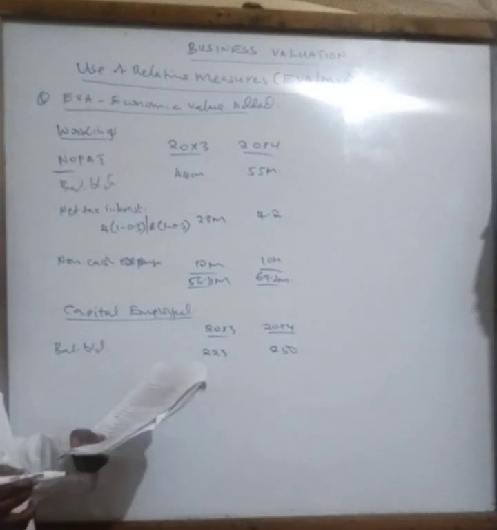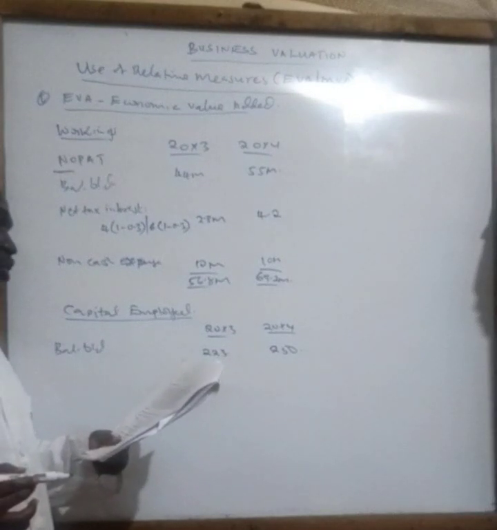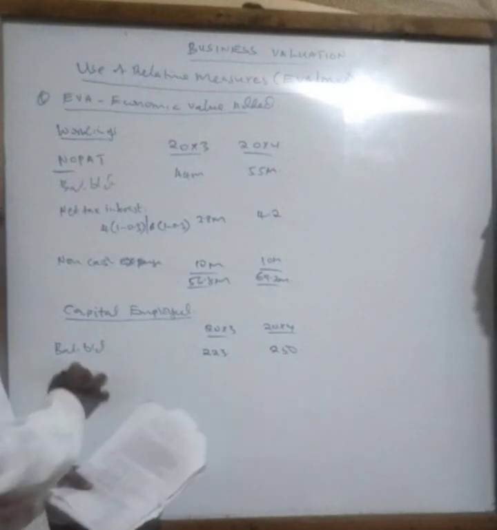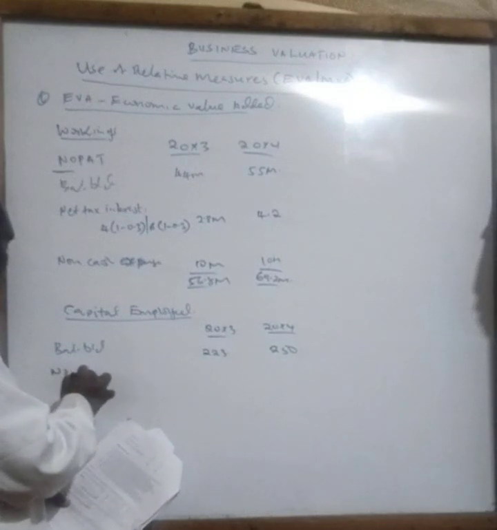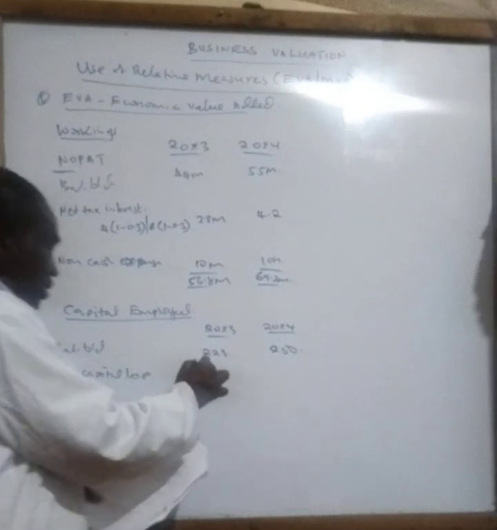On this note, it was affected by additional information A. Joshua Limited had non-capitalized leases valued at 10 million. So we have non-capitalized leases, 10 million.